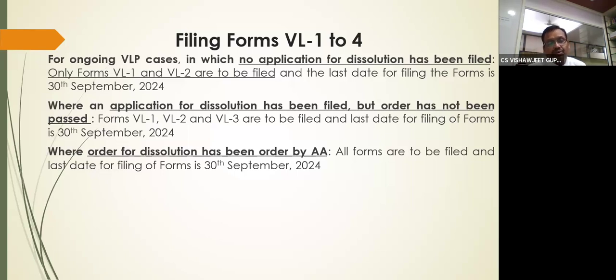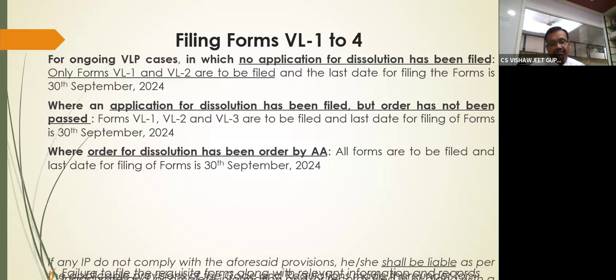And for those cases in which the application for dissolution has been filed, but the order has not come till now, then three forms are required to be filed, that is VL1, VL2, and VL3. But if the voluntary liquidation process is still going on and no application for dissolution has been filed, only two forms are required to be filed, that is VL1 and VL2.